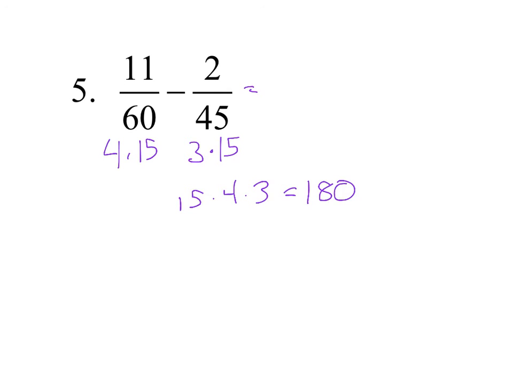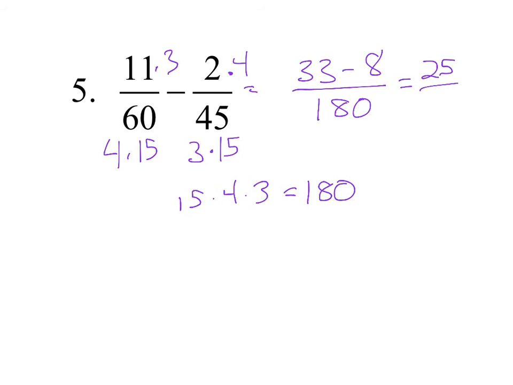All right, so the 45 needs the 4, and the 60 needs the 3. The extra 3, I should say. All right, 11 times 3 is 33, minus 2 times 4, which is 8, and my common denominator is 180. 33 minus 8 is 25.